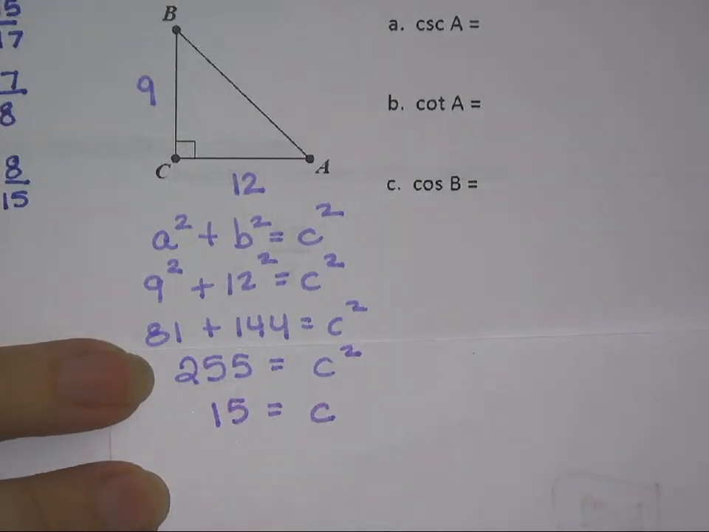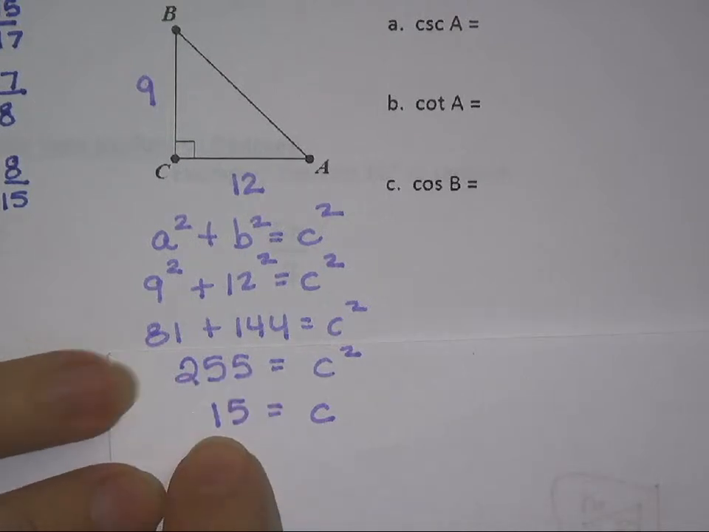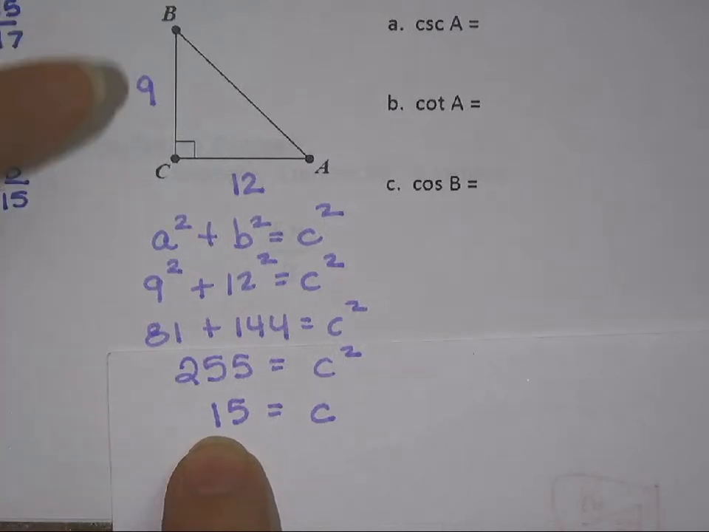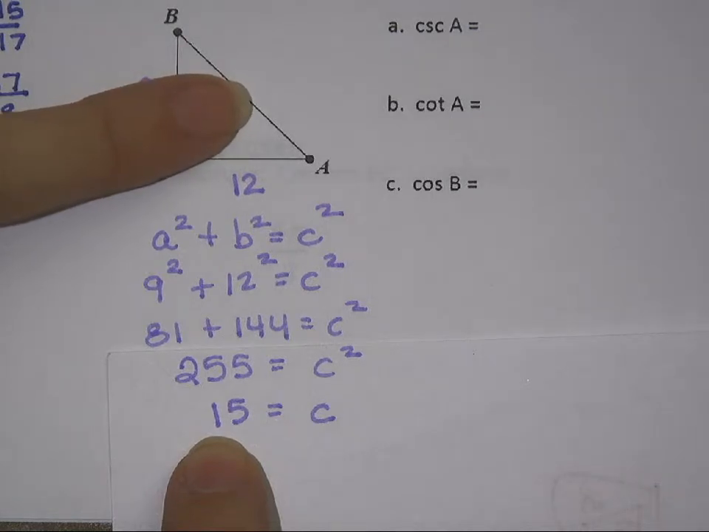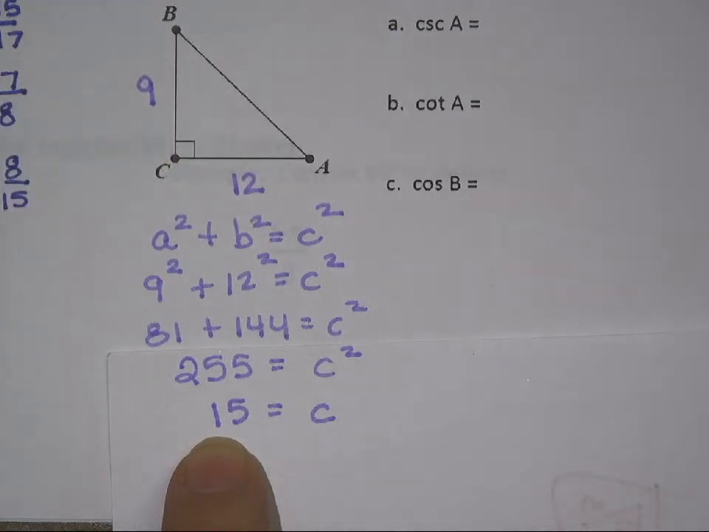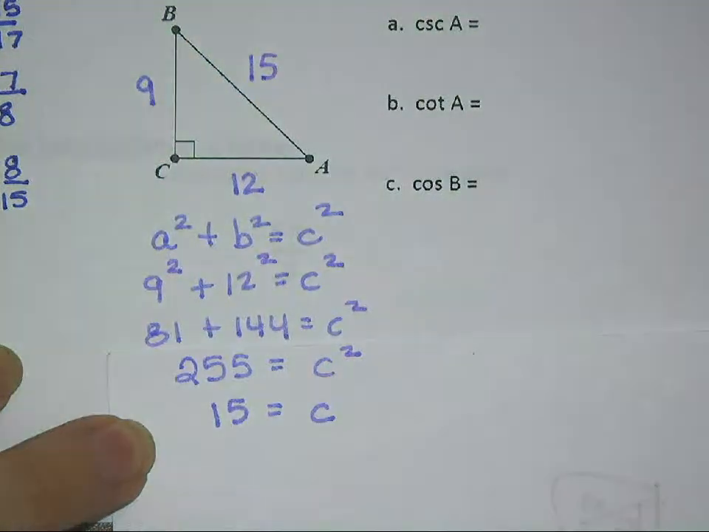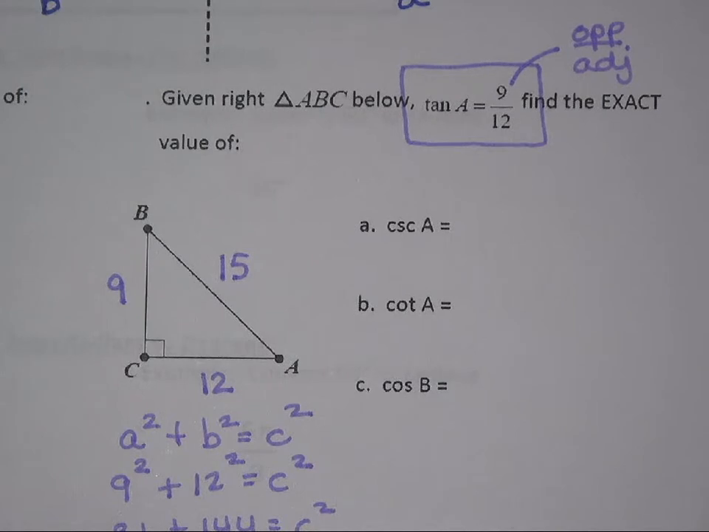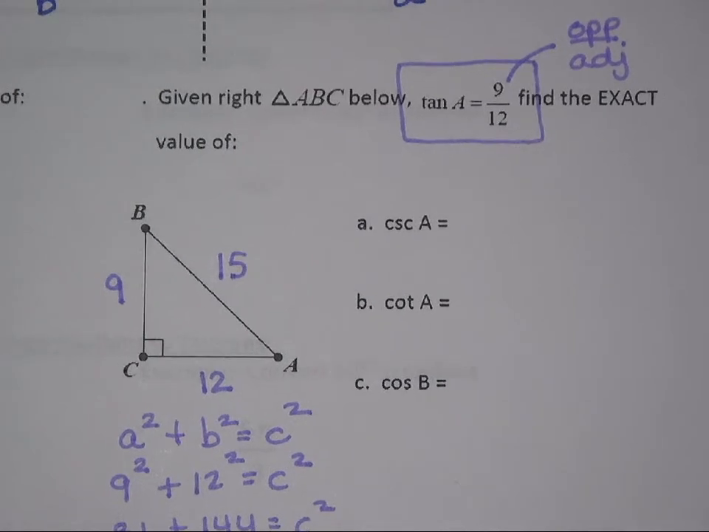Now you may remember that when we take the square root of both sides, we always have to do plus or minus. Why don't we do plus or minus on this one? Well, because a minus doesn't make any sense. That side can't be a negative 15 long, so the negative doesn't make any sense. So we don't worry about the negative part. But basically we find out this other side is 15. Now that we have our triangle labeled, we're ready to go back and do our parts.